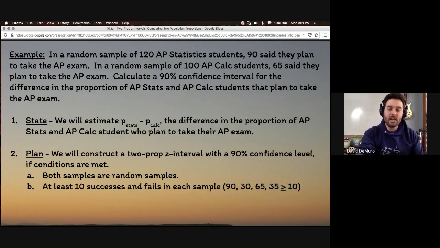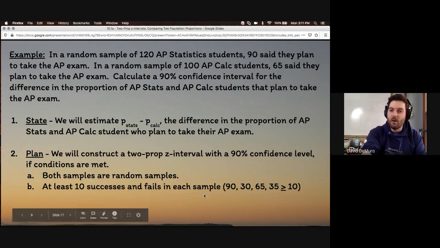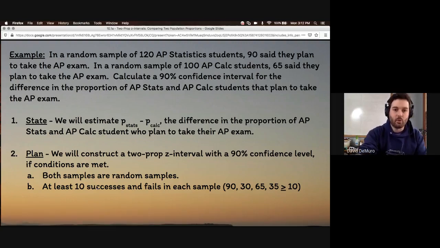The second one is that we need n times p and n times 1 minus p, the number of successes and fails in each group, to be at least 10. There were 90 successes in the stats group, which leaves 30 fails in the stats group, 65 successes in the calc group, leaving 35 fails in the calc group. So all of those numbers of successes and fails are at least 10, so that condition is met. And that shows us that the shape of the sampling distribution is approximately normal.